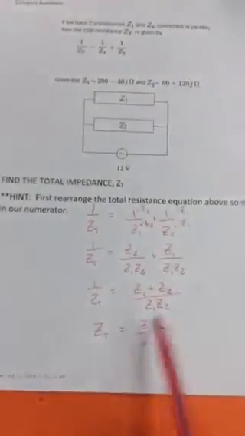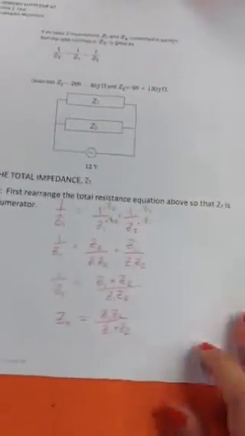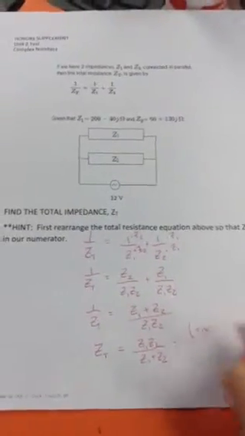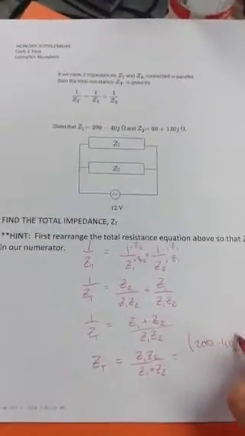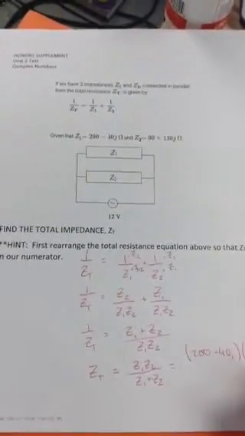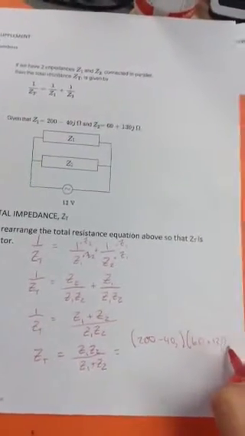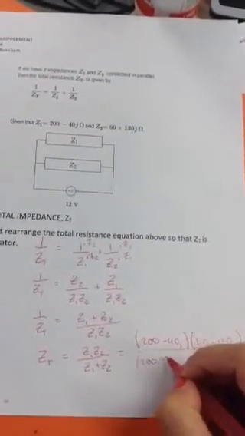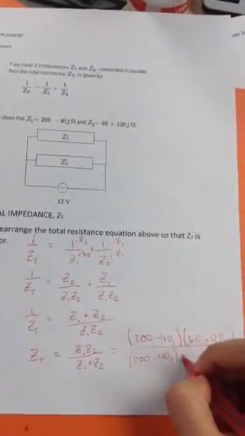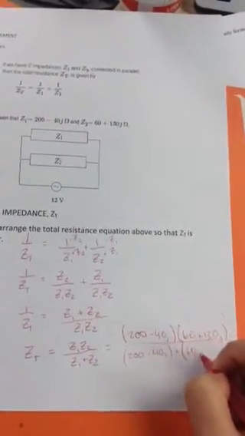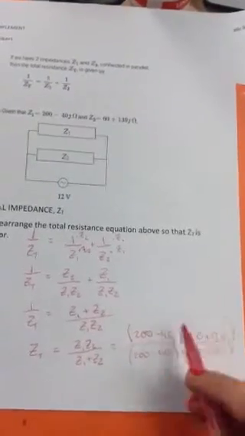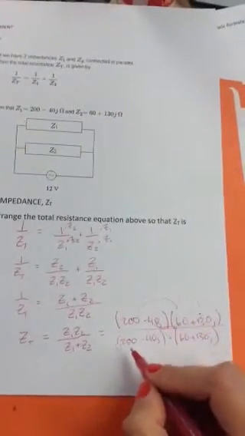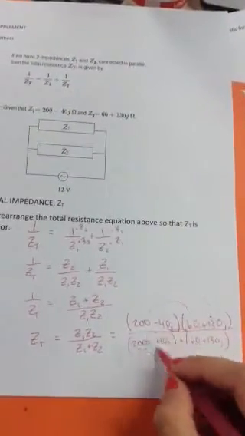Now if you got this far and then just plugged in what Z1 and Z2 are, then I gave you full credit. So this would equal 200 minus 40j times 60 plus 130j, all over 200 minus 40j plus 60 plus 130j. In my numerator I would distribute, and in my denominator I would just combine like terms.